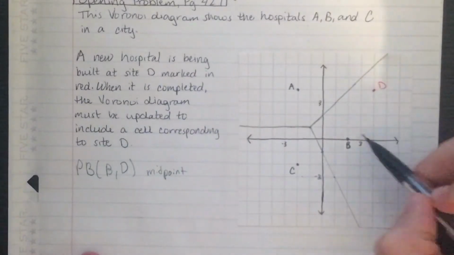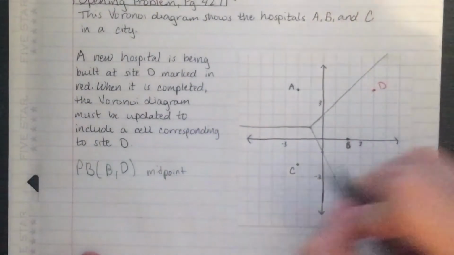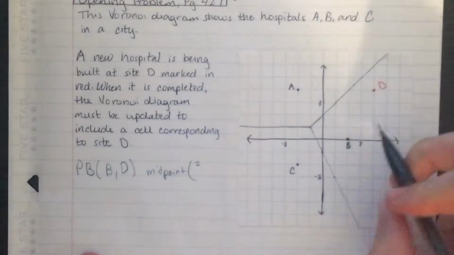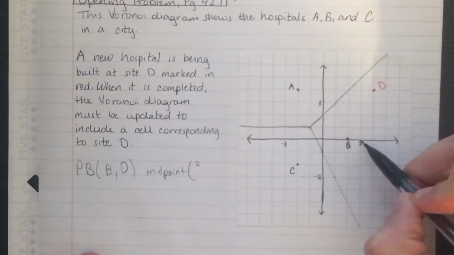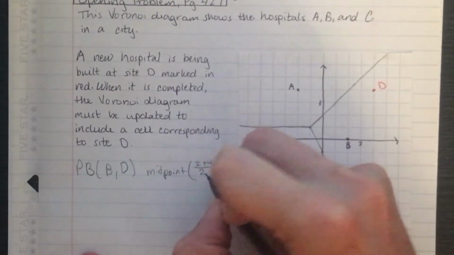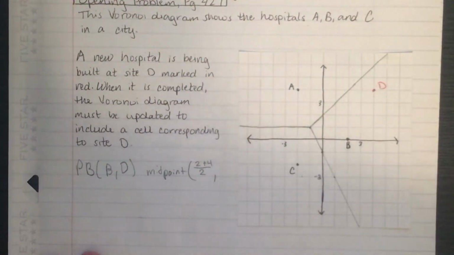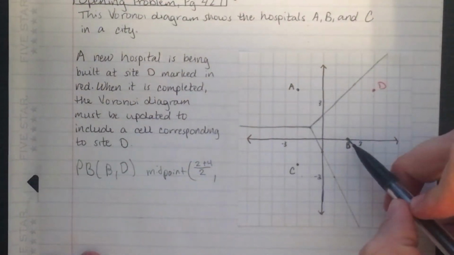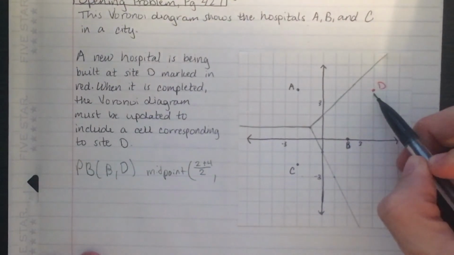So let's see, the x coordinate for B is 2. The x coordinate for D is 4. We're going to divide that by 2. And then we're going to do the same thing. So the y coordinate here is 0. The y coordinate here is 4.